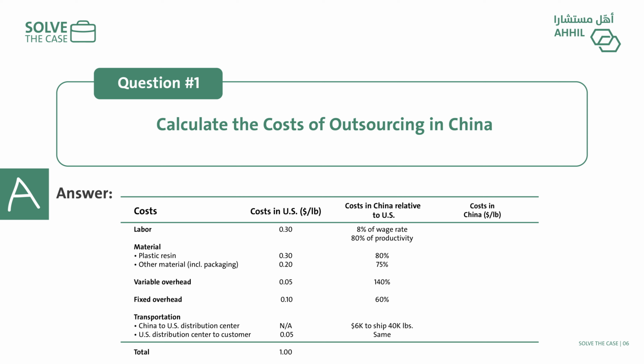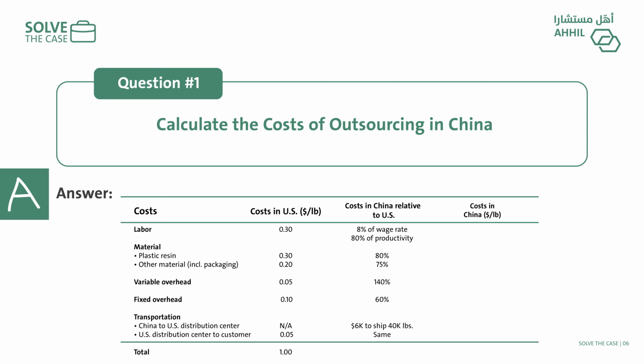So we will multiply 0.3, which is the cost in the US, multiplied by 8 over 100, which is the wage rate. And then we want to account for the lost productivity. So we multiply it by 1.2, which is the 20%. How did we get the 1.2? It's just 10 over 8 because we've lost the 20% here. So this is when it comes to labor.